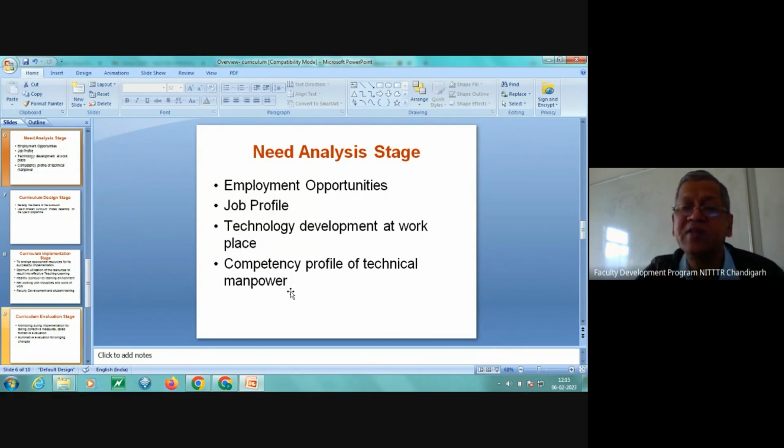So this is need analysis. We spend a lot of time. Sometimes it may take around 2 to 3 months to analyze the need to design a curriculum or to update a curriculum. But this is very, very important. Without this stage, I cannot think of designing the curriculum without this information. If this information is not available to me, if I do not collect this information, there is no purpose of having this curriculum. This is the foundation. Need analysis is the foundation of developing a curriculum. Okay.